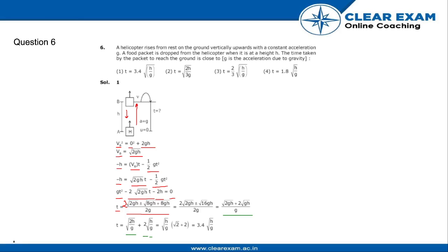We'll take root h by g common, so root 2 plus 2. This is equal to 3.4 into root h by g. So the correct answer is option 1.